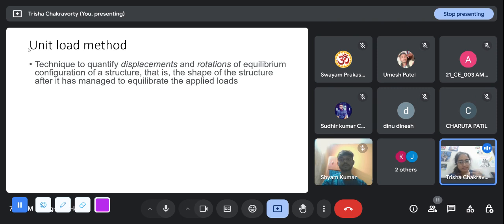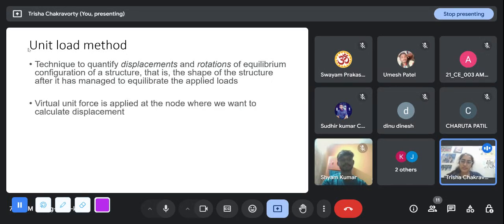So due to a force we get a displacement, due to a moment we get a rotation, and they are just complementary quantities, and we are interested in both of them. So, the unit load method is a technique to quantify displacements and rotation of the equilibrium configuration of a structure. That is the shape of the structure after it has managed to equilibrate the applied loads. A virtual unit force is applied at the node where we want to calculate displacement.